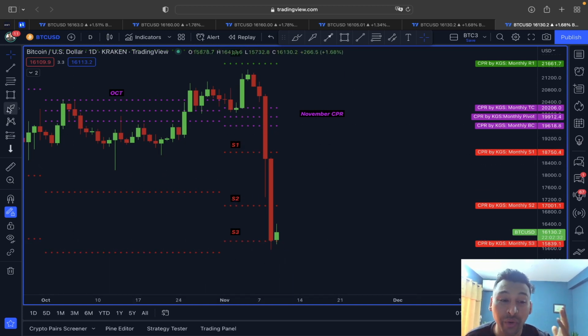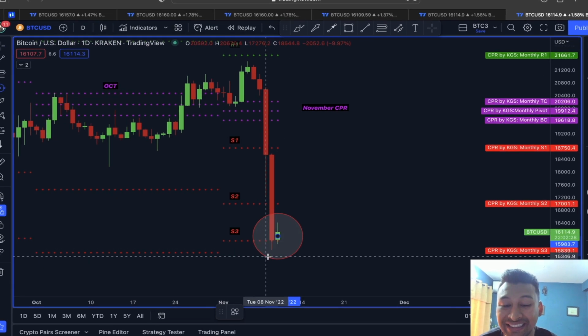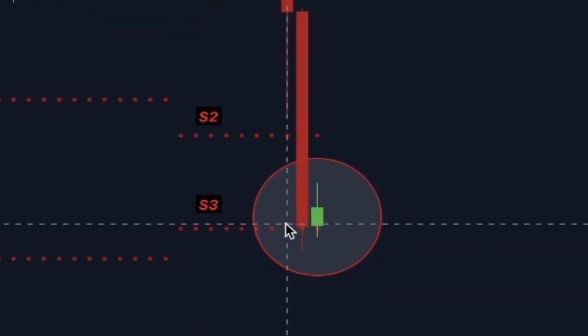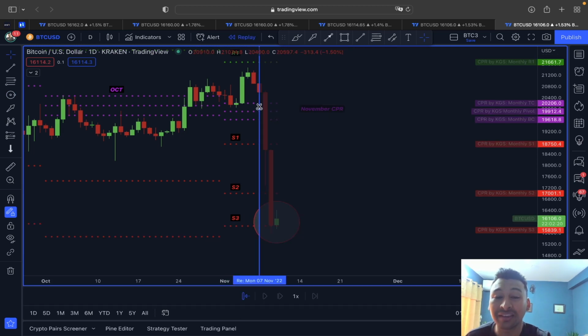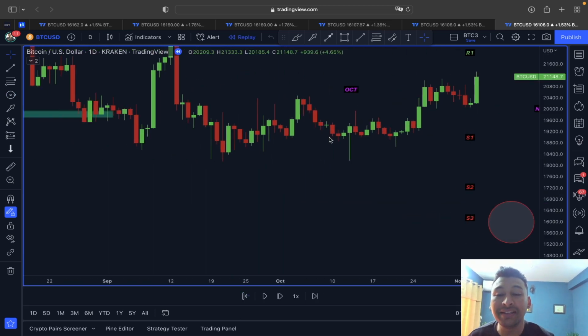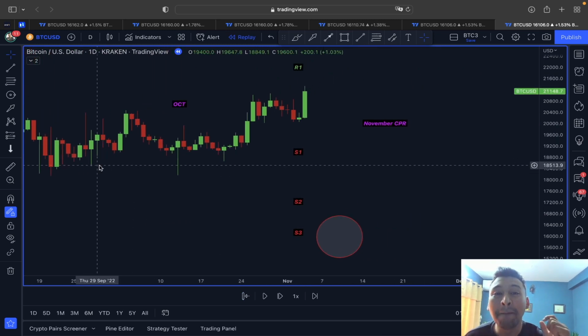And you can see where the price of Bitcoin is right now. The price of Bitcoin is right now exactly, guys, exactly at our target from this monthly S3 line. Why and how did we know that? Because this is a CPR indicator, and CPR indicator is a leading indicator, which provides us with information beforehand.